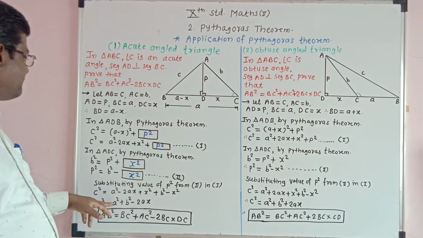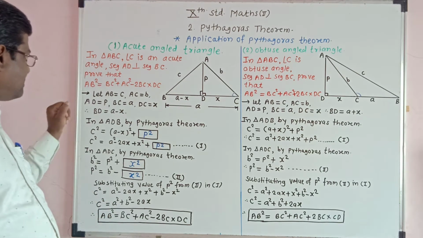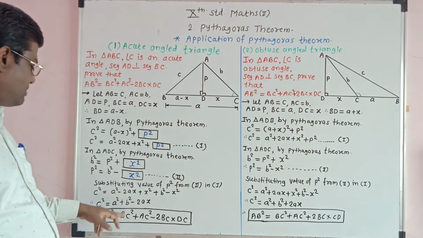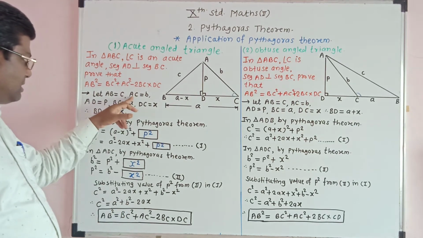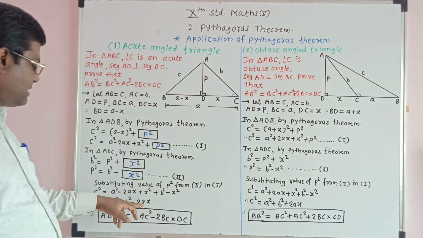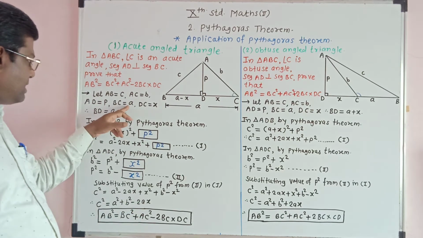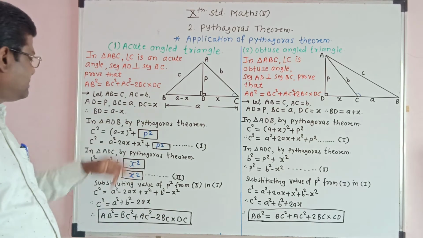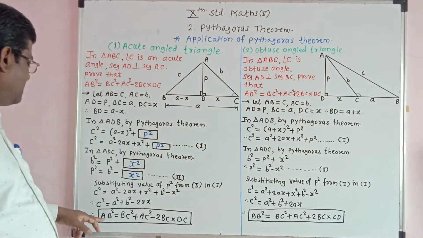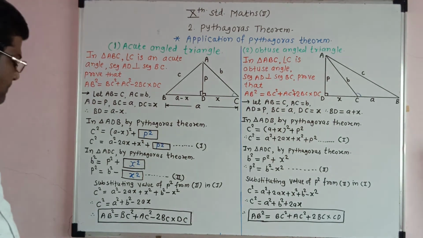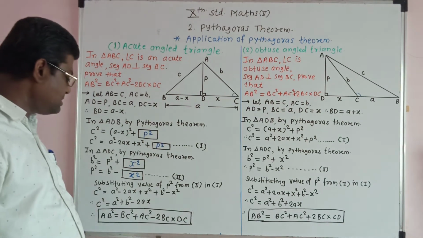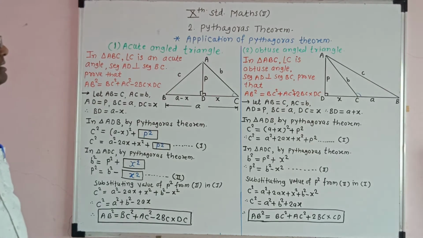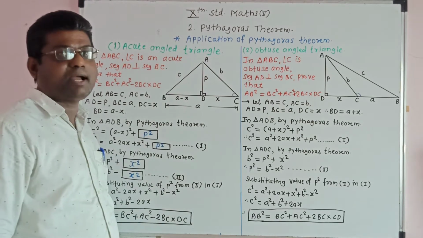Now a is BC, so a square is BC square, b square is AC square, minus 2 into BC into x, where x is DC and c is AB. So AB square is equal to BC square plus AC square minus 2BC into DC. This is the relation by using Pythagoras theorem.